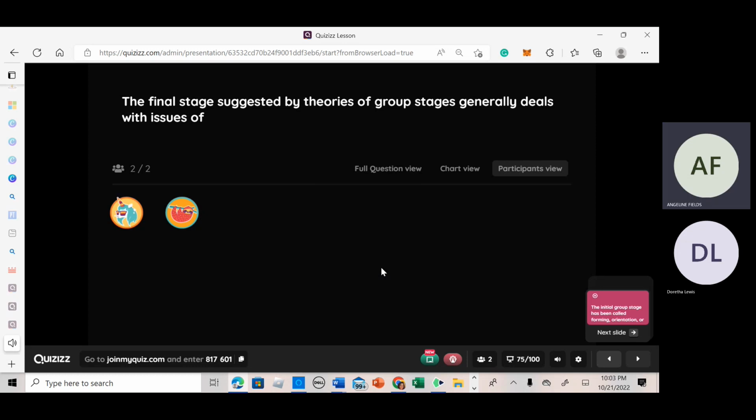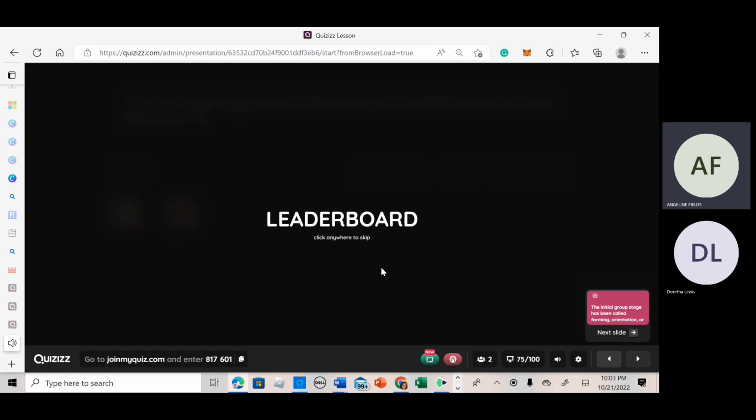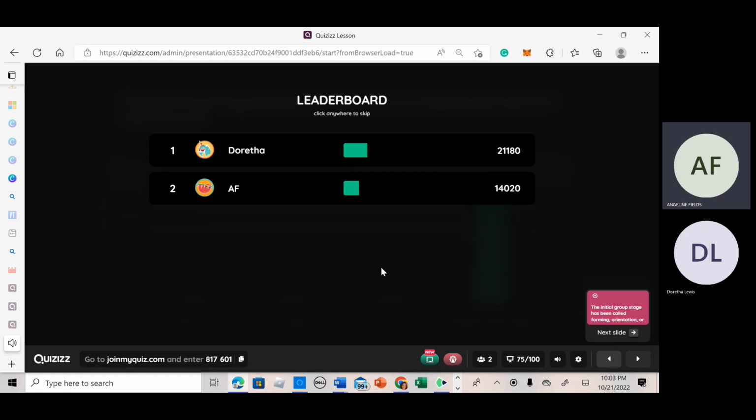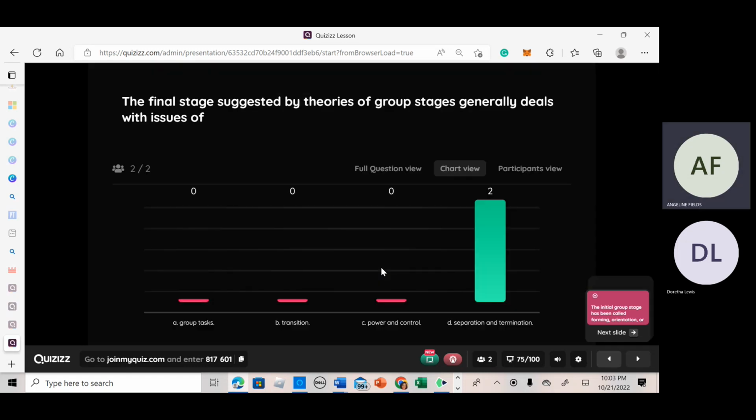The final stage suggested by theories of stages generally deals with issues of separation and termination. Once you have gone through all of the stages and met all of your tasks or to-do list, the next stage is to separate and terminate and take those tools and strategies with you so you can be successful. That breakaway is what they struggle with, but it has to come.